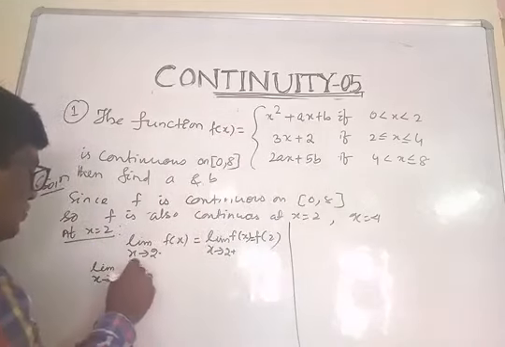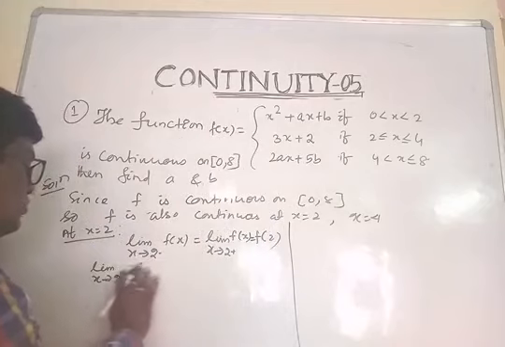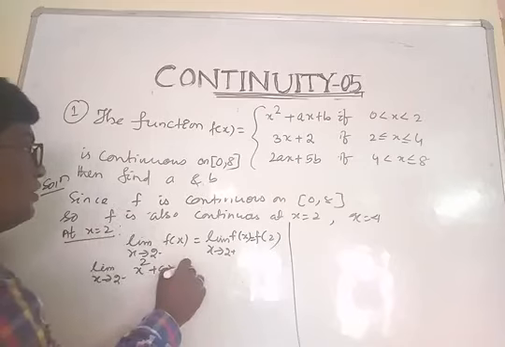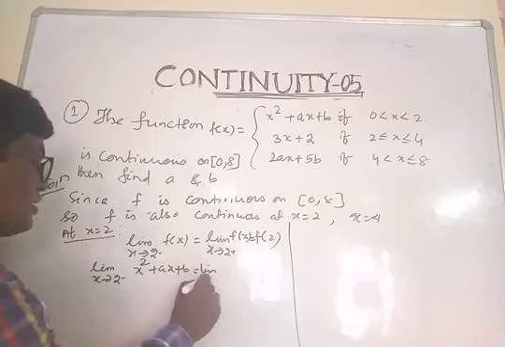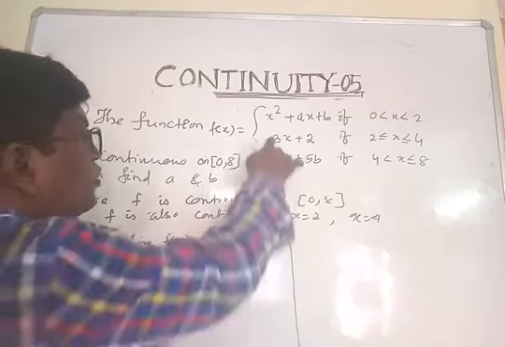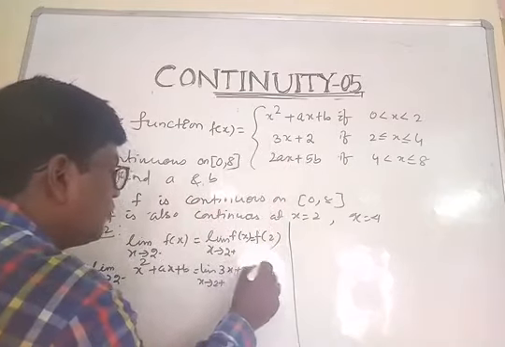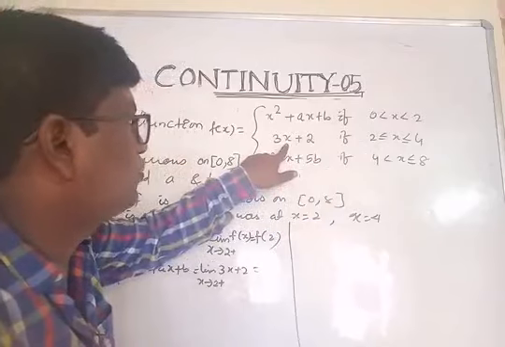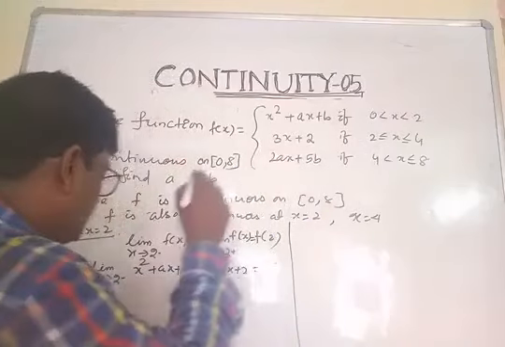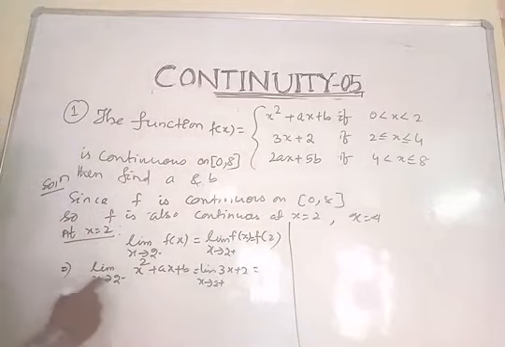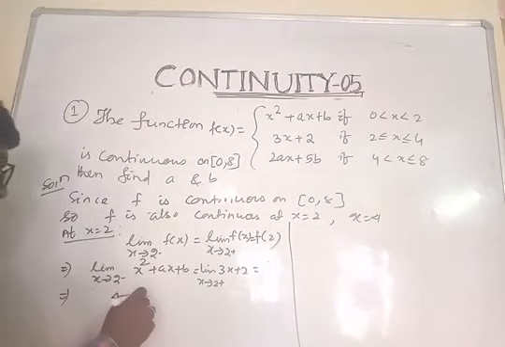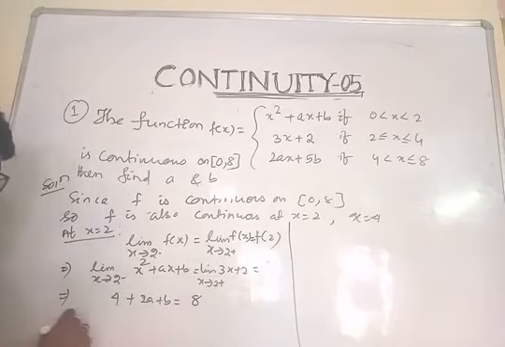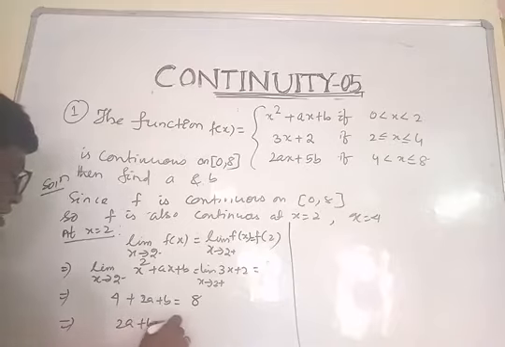For x less than 2, x square plus ax plus b is equal to the limit as x tends to 2 plus, meaning greater than 2, of 3x plus 2, and this is f of 2. f of 2 means where the equal to sign is present, so f of 2 equals 3 into 2, 6 plus 2, which is 8. This implies that 4 plus a into 2, 2a plus b, is equal to 8 also, so 2a plus b is equal to 4. Equation 1.